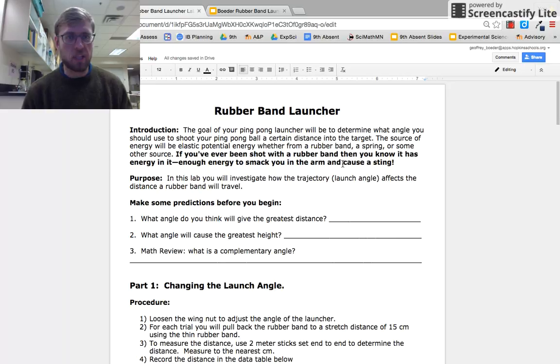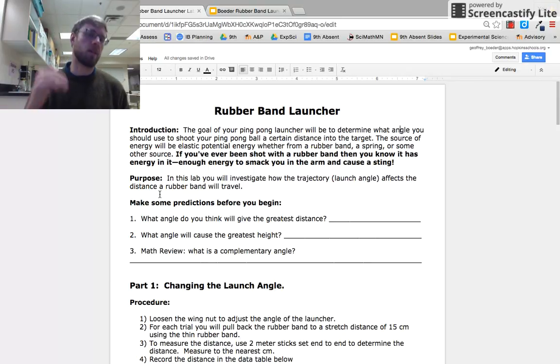The source of the energy will be elastic potential energy from a rubber band or a spring or some other source of energy. And you know, if you've ever been shot by a rubber band, then you know it has energy in it, enough energy to smack you in the arm and cause a sting. The purpose of this lab today will be to investigate how trajectory, that's like launch angle, affects the distance a rubber band will travel.